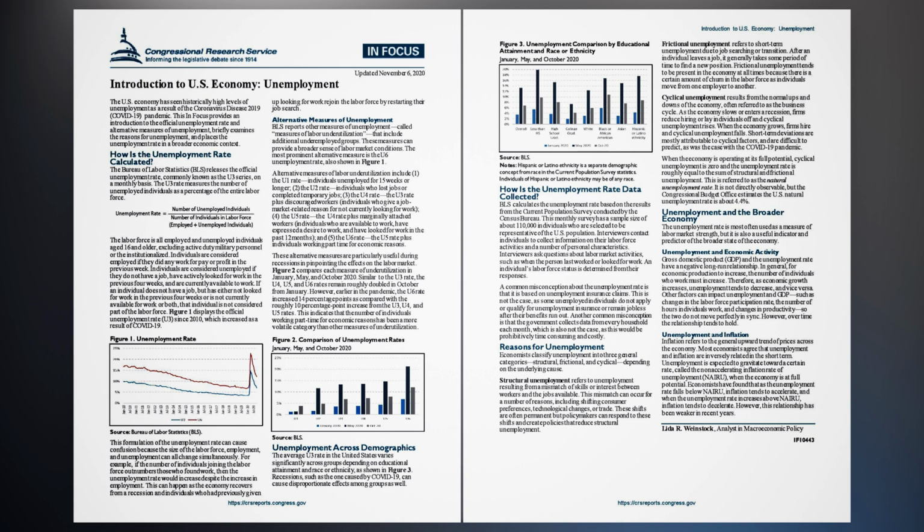Unemployment and the broader economy. The unemployment rate is most often used as a measure of labor market strength, but it is also a useful indicator and predictor of the broader state of the economy. Unemployment and economic activity. Gross domestic product (GDP) and the unemployment rate have a negative long-run relationship. In general, for economic production to increase, the number of individuals who work must increase. Therefore, as economic growth increases, unemployment tends to decrease, and vice versa.